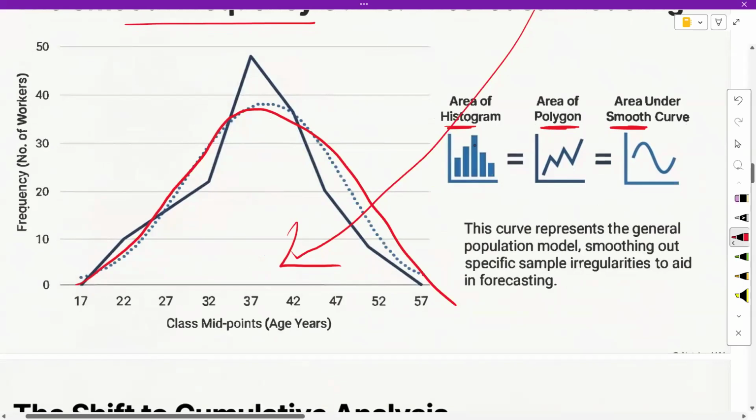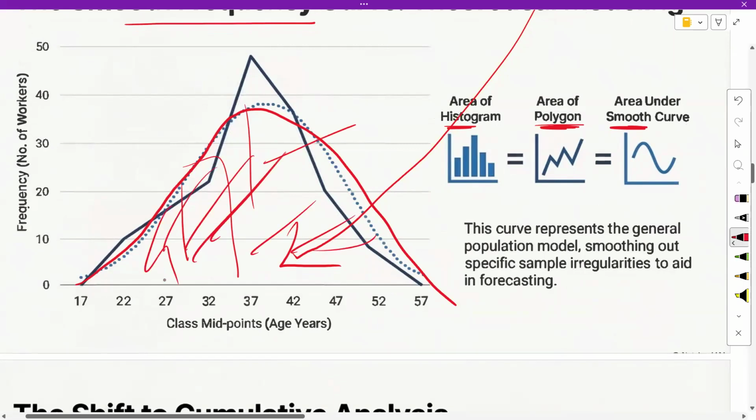Area of histogram equal to area of polygon and area under the curve. So this area and this area should be equal under the curve. The curve represents the general population model. Smooth out specific sample irregularities to aid forecasting.